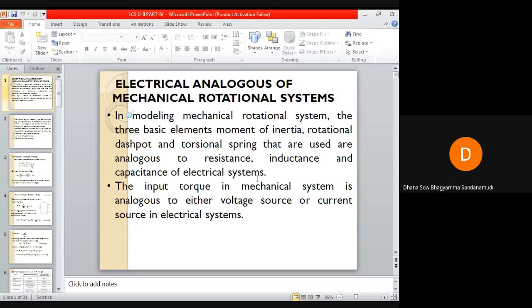Now let us go for the mechanical rotational system. Let us see the analogous of the mechanical rotational system. So today's topic is electrical analogous of mechanical rotational system.